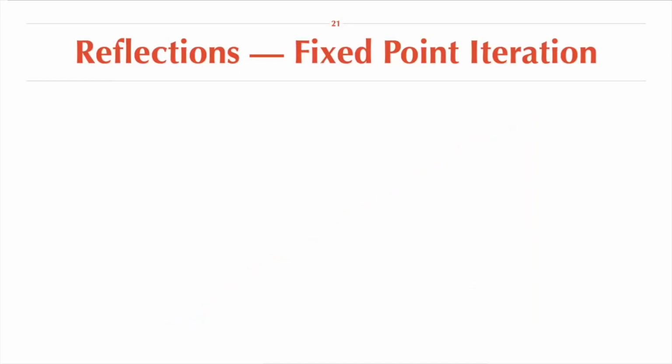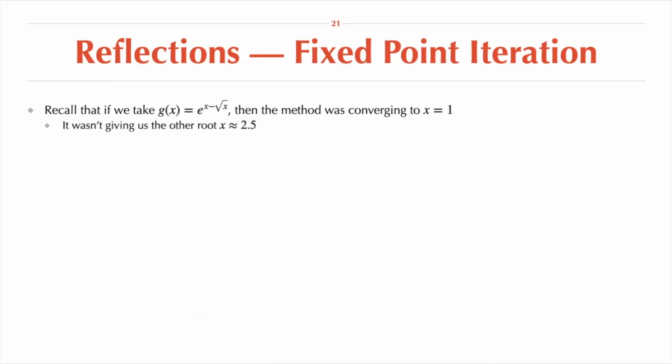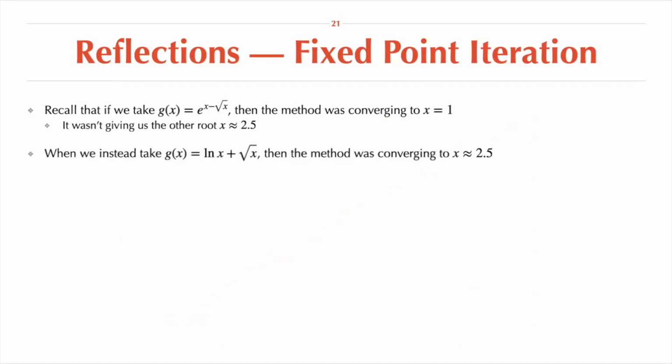So let's have some more reflections about the fixed point iteration. Recall that if we were taking g(x) to be x e to the power x minus the square root of x, then the method was converging to x equal to 1. But it was not giving us the other root, which was approximately 2.5. So now instead we take g(x) to be ln x plus square root of x. The method was converging to x equal to 2.5.